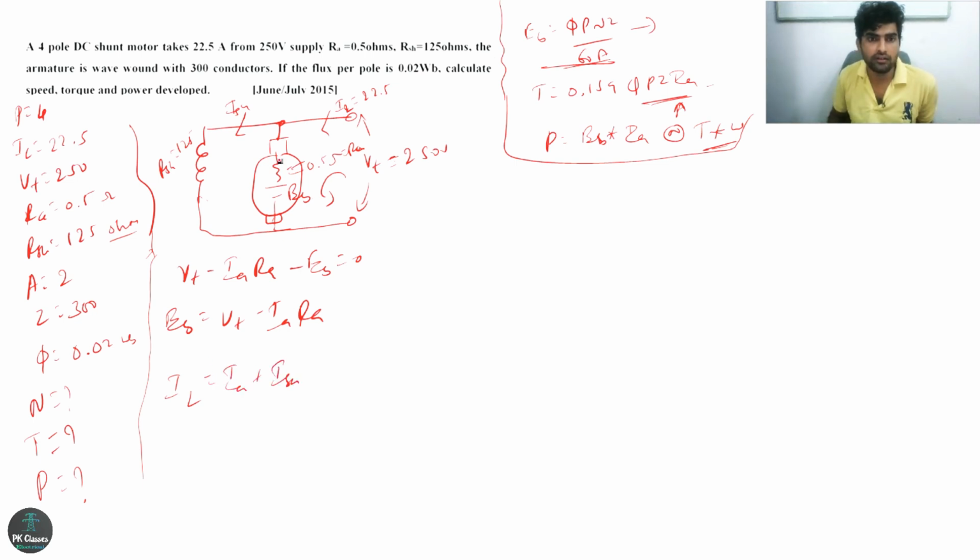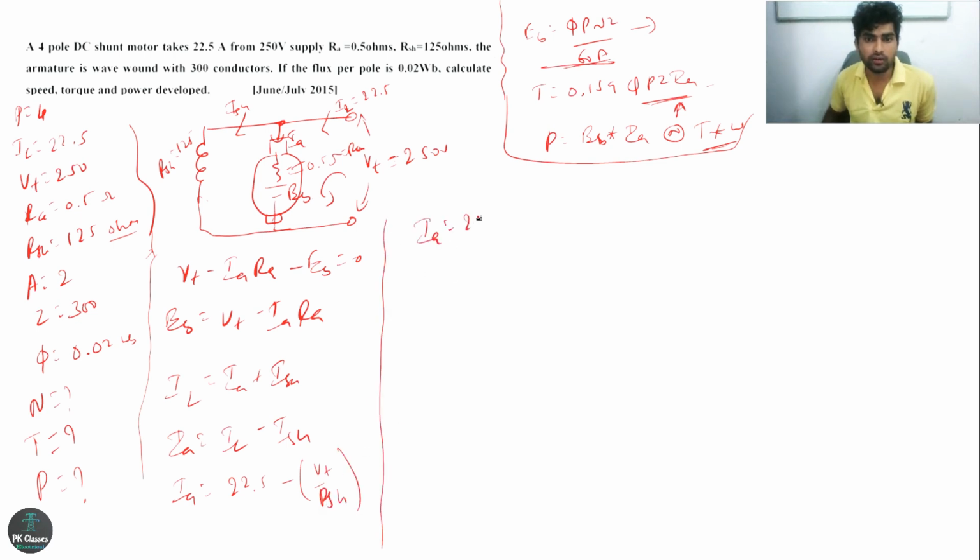See here, ISH and IA are leaving. IA is the current for this branch and ISH is the current for this branch. So IA is equal to IL minus ISH. IL, how much they have given? 22.5. How to calculate ISH? Voltage is common for this branch and this branch, so ISH is equal to VT by RSH. Finally, IA is equal to 22.5 minus VT, 250, divided by 125. We will get 22.5 minus 2, 20.5, IA.